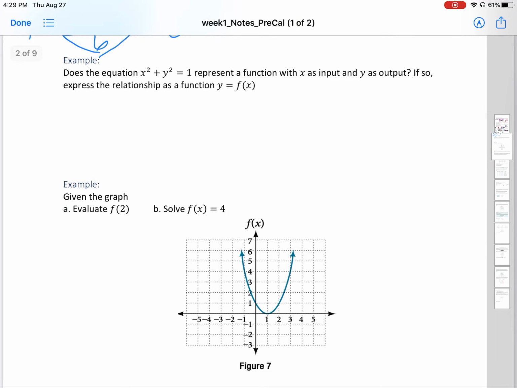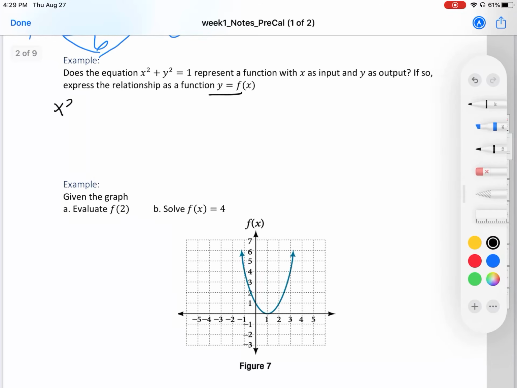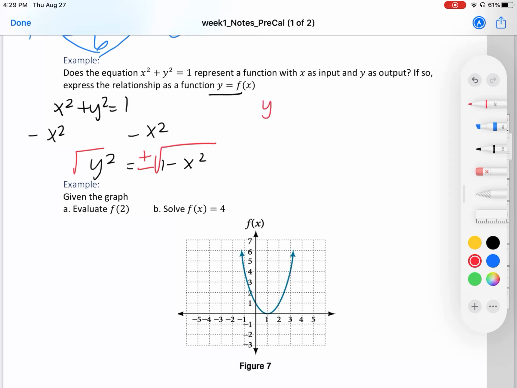Sorry about that. So let's go ahead and solve for y. If we solve for y, we need to get y by itself, so minus x squared, minus x squared. And we have y squared is equal to 1 minus x squared. All right, I want to get y by itself, so let's apply the square root. And don't forget the square root property where we have to write plus or minus. All right, so we're left with y is equal to plus or minus the square root of 1 minus x squared.